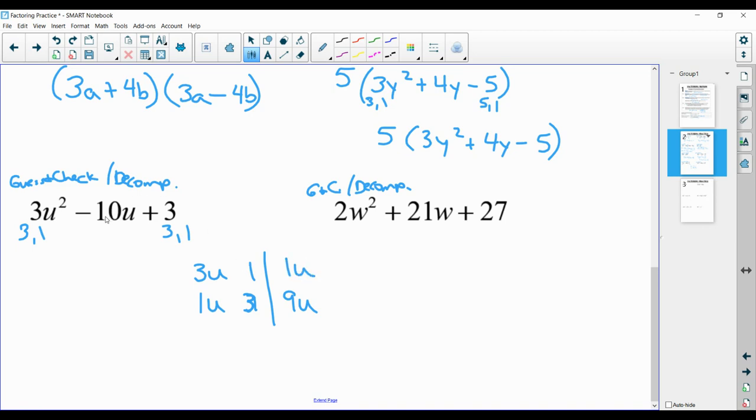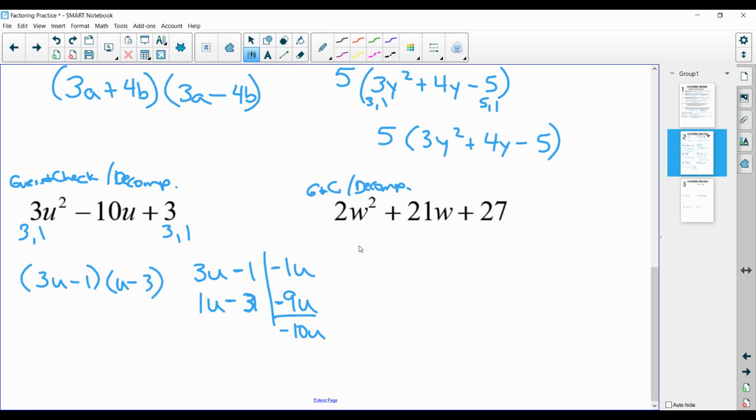Now, we need a negative 10 and a positive 3. So that means they're going to be the same sign, but they're going to be negative. So a negative 1 and a negative 9. And if we add those up, we get negative 10u. So our factors are 3u minus 1 and u minus 3.